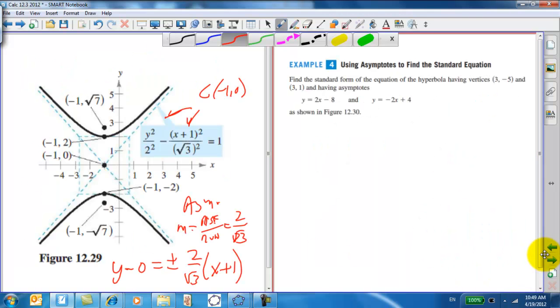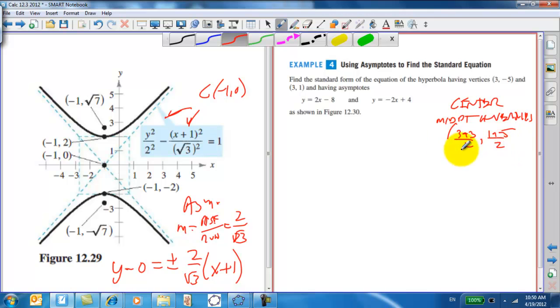Now, using asymptotes to find the standard equation gets a little tricky. Find the standard form of the equation of the hyperbola having vertices 3, negative 5, and 3, 1, and having these asymptotes. Well, from 3, negative 5, and 3, 1, we can tell that the center is at the midpoint of the vertices. So that's 3 plus 3 over 2, comma, 1 plus negative 5 over 2. So you get 3, comma, negative 2.